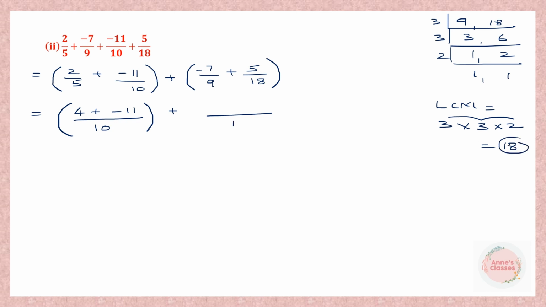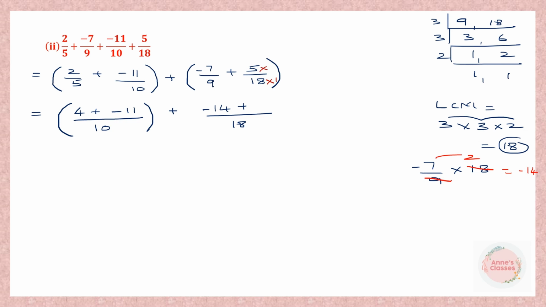Let's use that. 18. Take the first rational number minus 7 by 9. Multiply it with the LCM 18. Cancel 9 and 18. 9 twos are 18. Multiply the numerators, minus 14. So let's write that, minus 14 plus, go to the next rational number. The denominator is 18. 18 into 1 is 18. Here itself you can do it. 18 into 1.